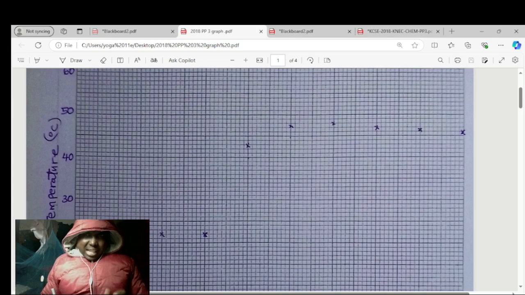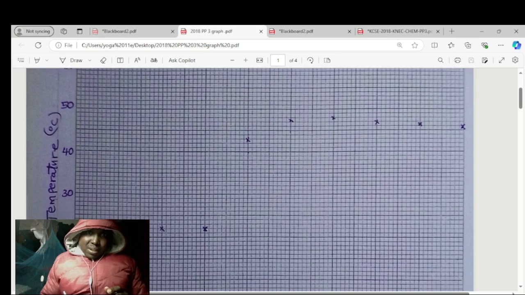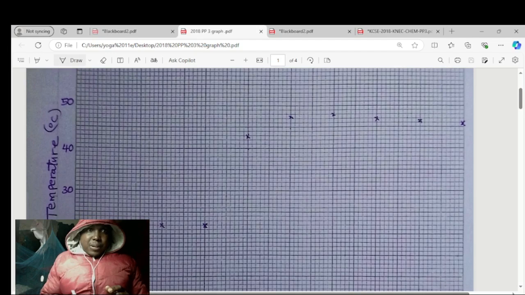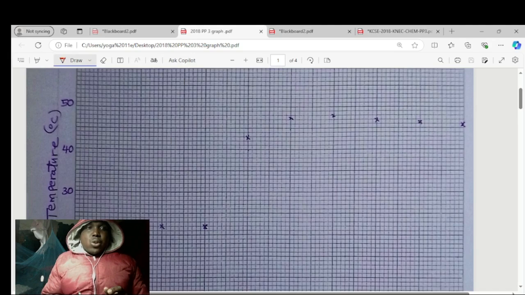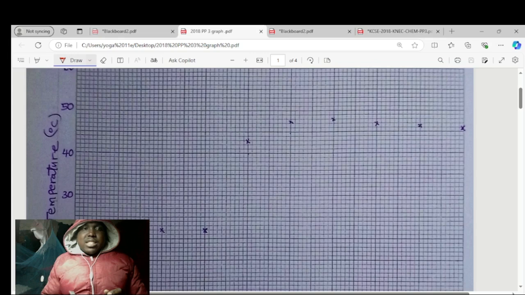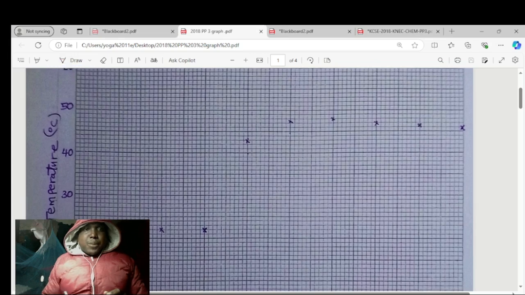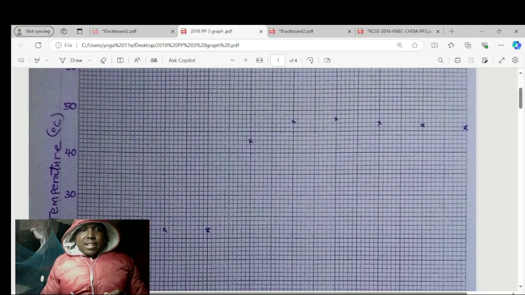Here we are doing energy changes. Someone may think that here he should draw a curve. You should know what you are dealing with. If you are dealing with energy changes, there is no day you are going to draw a curve for energy changes. No. So here, we are going to draw a straight line. Take a ruler, look at the points, take the maximum number of points, and then draw a straight line.